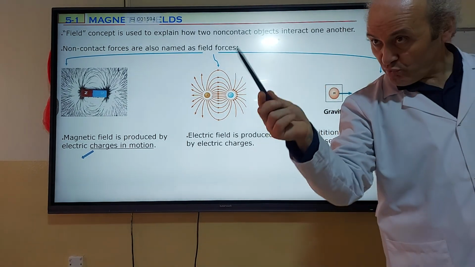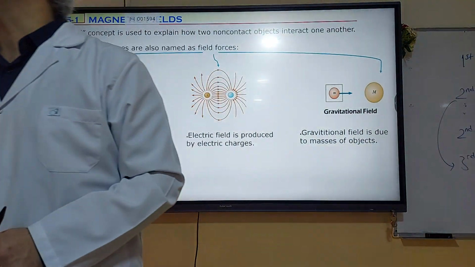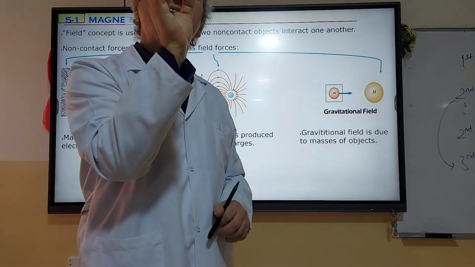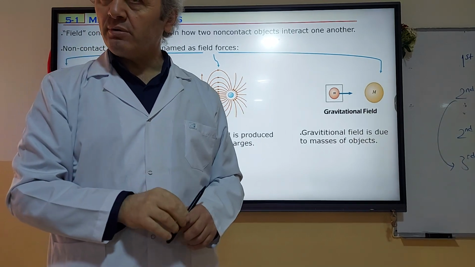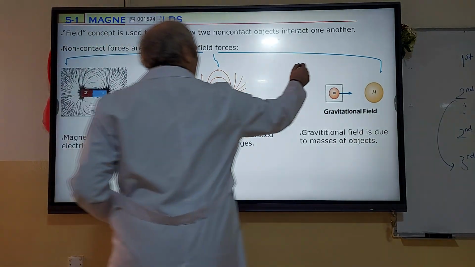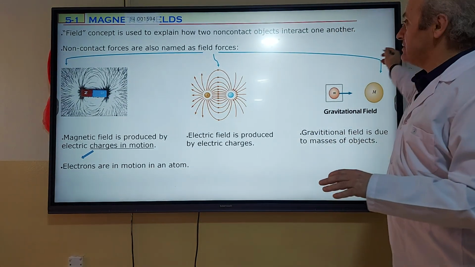So these moving electrons inside an atom provide a magnetic field for each atom. Yeah, each atom behaves like a very small, tiny magnet with a north pole and a south pole.